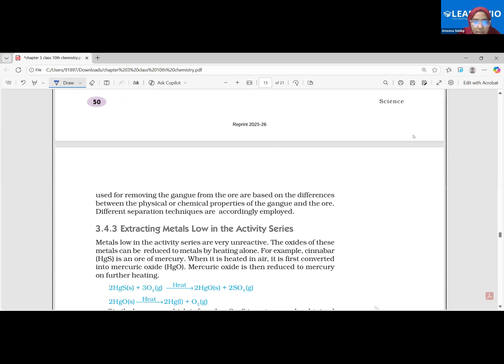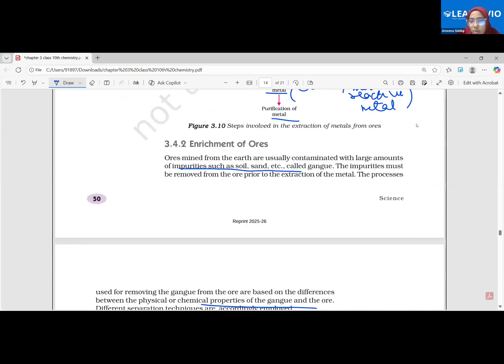See, this is important. What is gangue? I think in the last class also I discussed it. Impurities such as soil, sand, etc. are called gangue. When we are concentrating the ore, not when we are refining the metal, please be clear. When we are concentrating the ore, then what we get as impurities we call gangue.